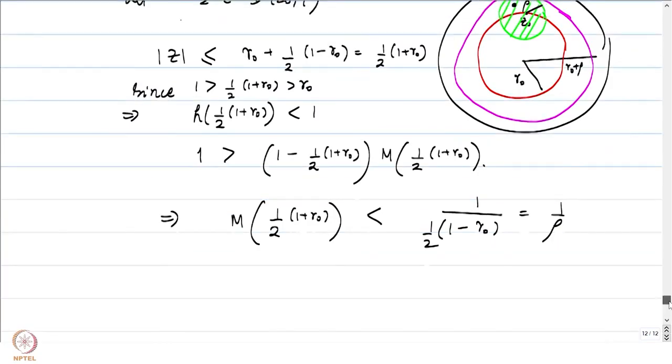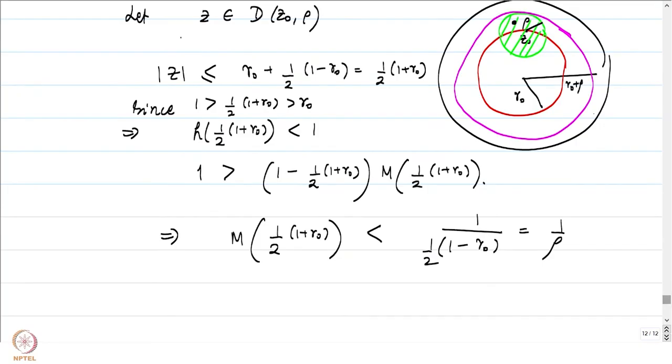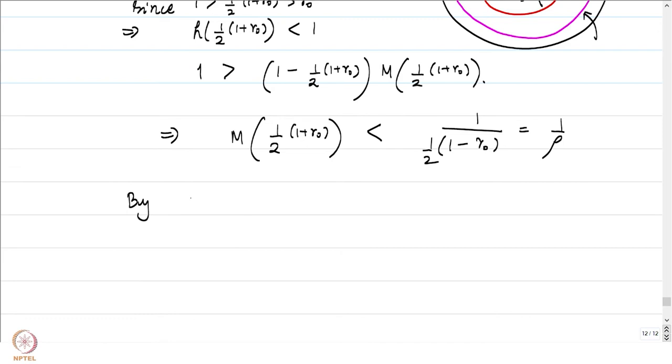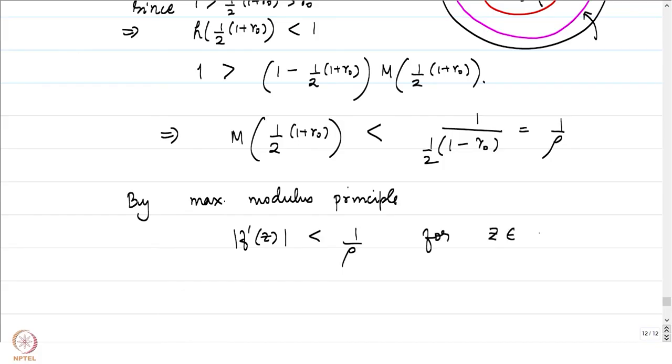So this is true for all points on the circle which is captured by the pink curve here, basically the circle of radius R naught plus rho. And by the maximum modulus principle, we have that the absolute value of F prime of Z, so this is the supremum, right? By maximum modulus, the absolute value of F prime of Z is less than 1 by rho for Z in the disk D(Z naught, rho).